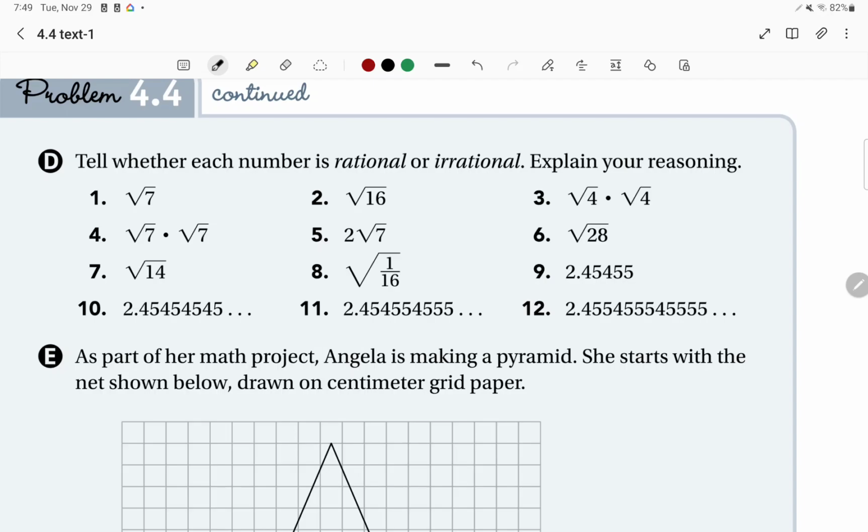Now let's take a look at part D. It says, tell whether each number is rational or irrational and explain your reasoning. So go ahead and use whatever methods you can to explain numbers 1 through 12, whether it's irrational or rational. It can be as simple as, if it's rational, it's a repeating decimal. It could be a terminating decimal. It can be a whole number. Any of those. For example, looking at number 2, the square root of 16, well, that's equal to 4, and it's rational because it's a whole number.